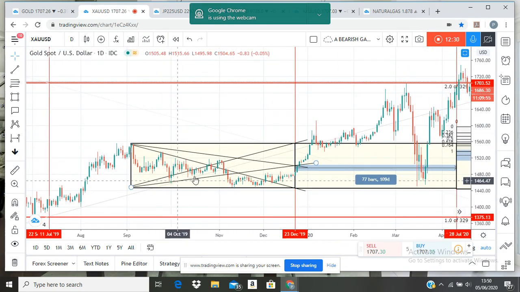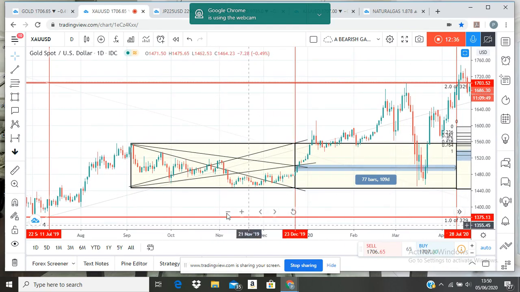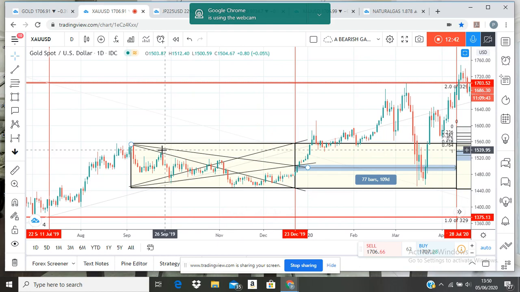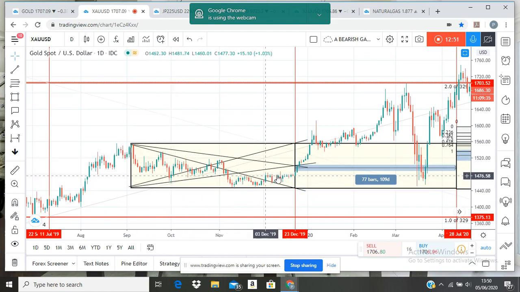So we can see, after drawing our square, we can also draw our internal angles that we discussed yesterday, and we can see exactly here the 1 by 1 angle in that square we drew using the correction range was the resistance here, and then the 1 by 2 on the other side was the support also, and price gravitated around the 1 by 1 line until it found the bottom. Here also we can see the 1 by 1 angle was the resistance. After it broke above it, it was the support here until this square was complete.